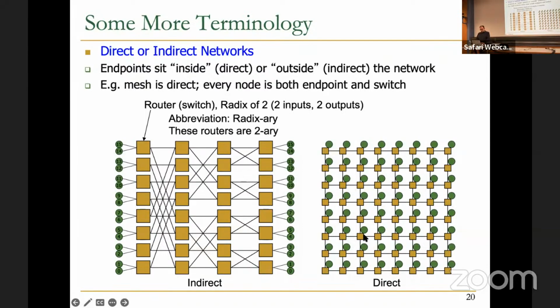But how about the diameter in the mesh network? Of course, the diameter is from this node to this node. And you need to go, I mean, this is one way: you go X, and then you go Y, and you get to the destination. So you can see that the diameter of the mesh network is actually quite high.